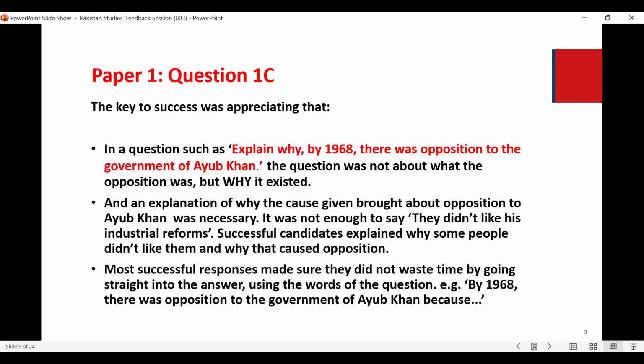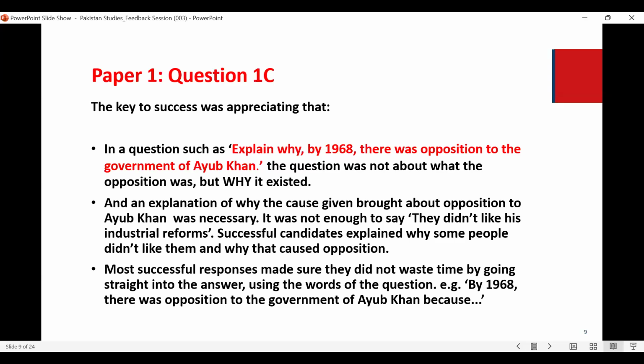It's not enough to say they didn't like it, because what successful candidates did is explain why some people didn't like them and why that then led to opposition. Most successful candidates didn't waste time by going straight into the answer by using the words of the question. Yeah, they really got straight into it.